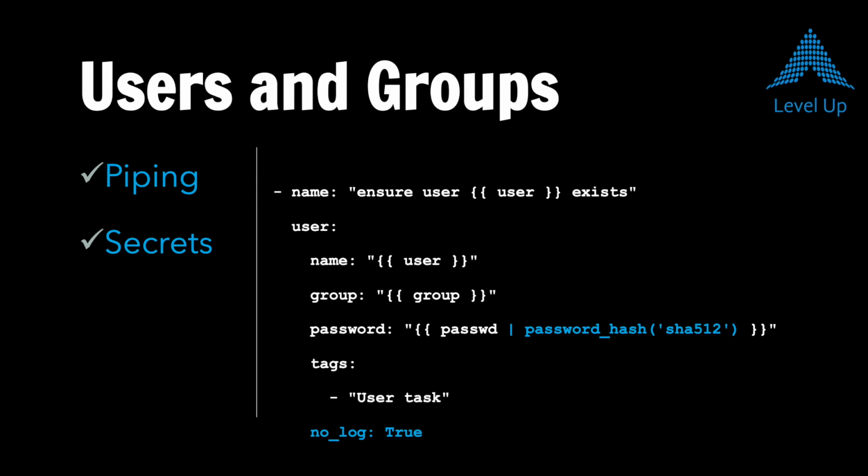Next, let's take a look at how we can add things like users and groups using Ansible Tower. We'll be highlighting a few features here, including the pipe feature that we can work with in playbooks to actually create password hashes.